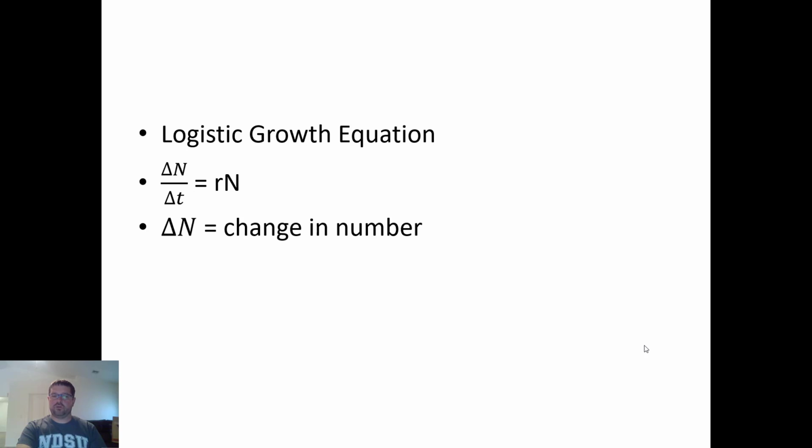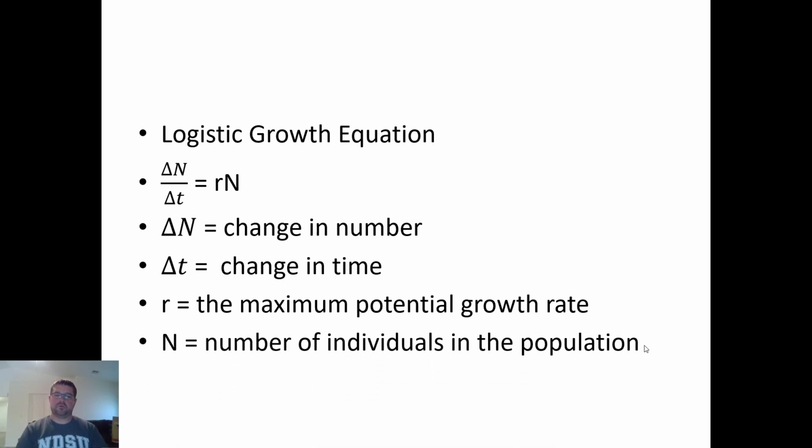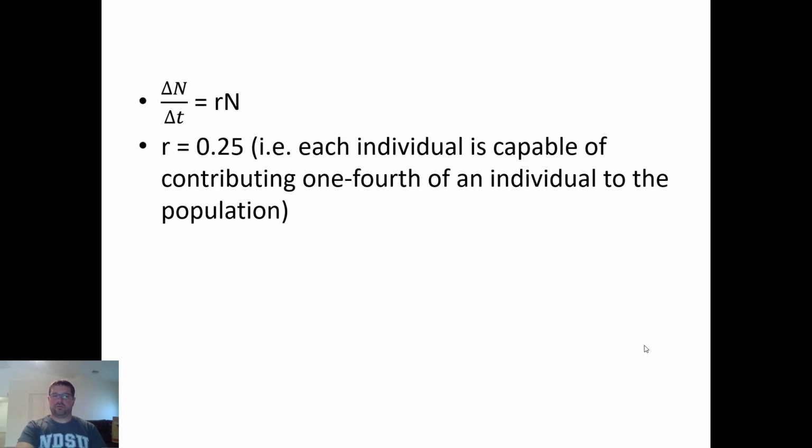So change in number, change in time, the maximum potential growth rate. And we're going to talk a lot about this in the future. Maximum potential growth rate is just how many is the absolute max that you could reproduce. And then the number of individuals in the current population. We can run through this real quick, and I'll just give you an example.